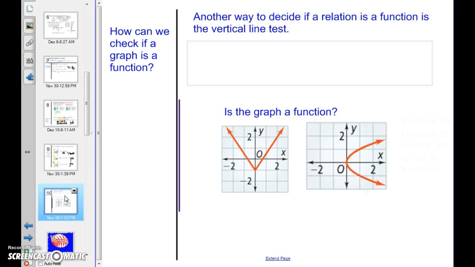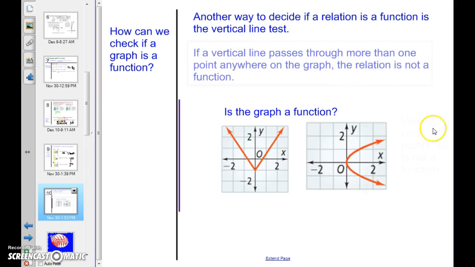Let's see, last thing. Another way to decide if a relation is a function is the vertical line test. So if they just give me a graph, this vertical line test is super handy and you'll use it forever. If a vertical line passes through more than one point anywhere on the graph, the relation is not a function. So really what I do is take a pencil, or at least I did when I was first learning this.